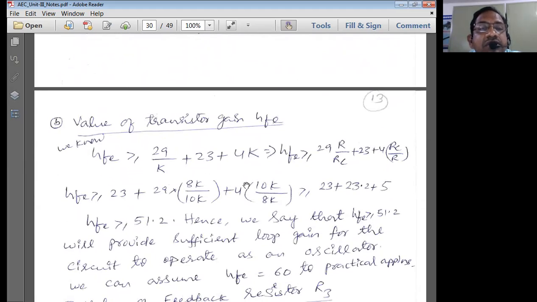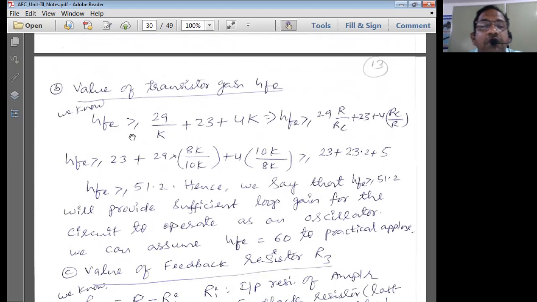Now you have to find the value of transistor gain HFE. What is the formula for HFE we have derived? This also you should remember, that is the condition of oscillations in the RC phase shift oscillator. HFE should be greater than or equal to 29 by K plus 23 plus 4K.